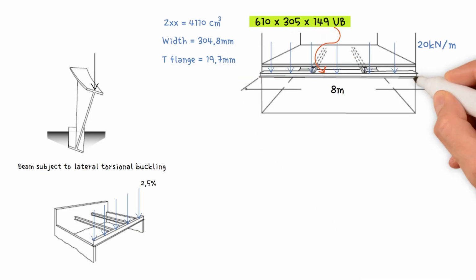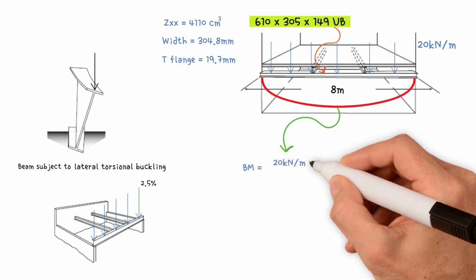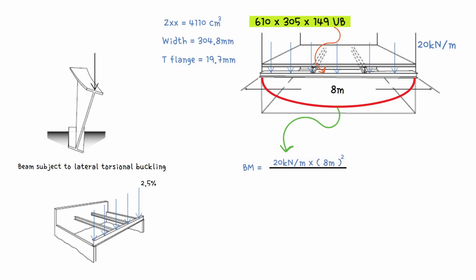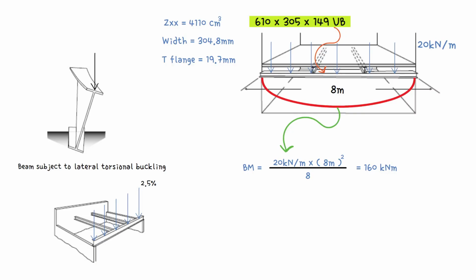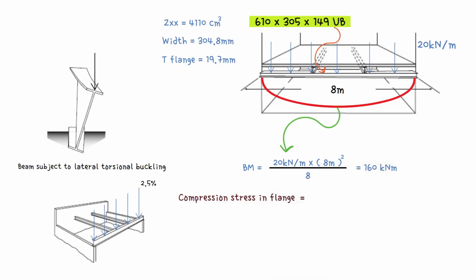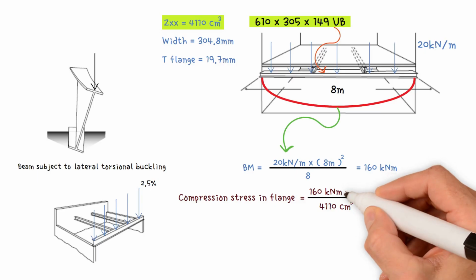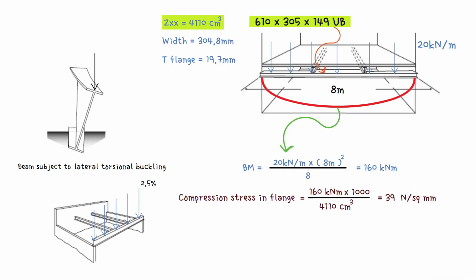First of all, we need to work out the ultimate bending moment, which equals 20 kilonewtons per meter times span 8 meters squared divided by 8. This gives us a value of 160 kilonewton meters. Next step, we need to work out the compression stress in the flange, which equals bending moment 160 kilonewton meters divided by elastic modulus 4110 cubic centimeters. We need to multiply by 1000, so we will have a value of 39 newtons per square millimeter.